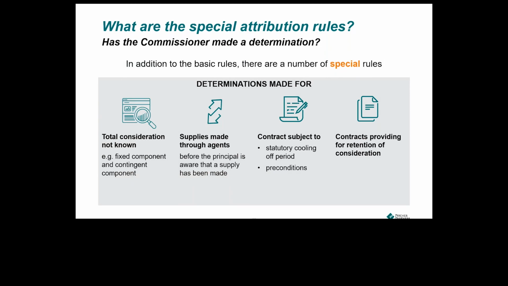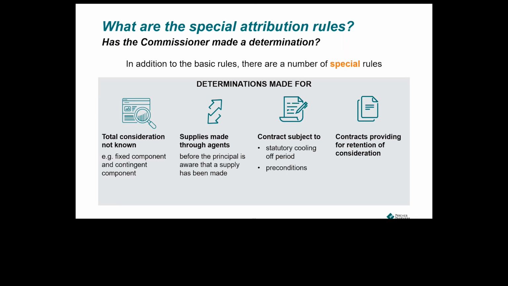Aside from the ordinary rules regarding attribution around invoices and consideration, there are also a number of special rules to be aware of in the GST legislation that can alter the time at which attribution needs to be made for GST purposes and therefore for JobKeeper turnover purposes. There are a number of determinations that have been issued by the tax office, and a few of them are listed here. I won't go into them in detail, but just to make you aware of some of them in case they are relevant to your business, to your employer.